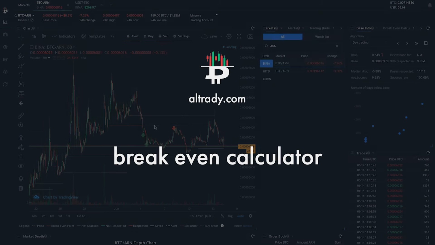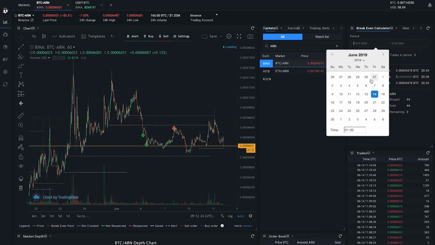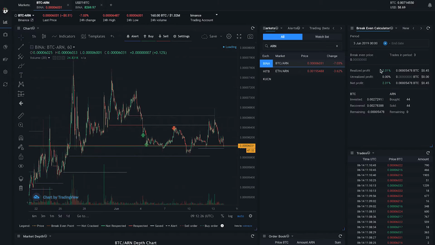When you are trading, it's very important to keep track of your break-even price. The break-even price displays your average buy price over multiple buys. If you don't select the start or end date, all your trades are included in the break-even calculation, so make sure to select a period if you want to see how a recent trade session is doing and to exclude the old trades.